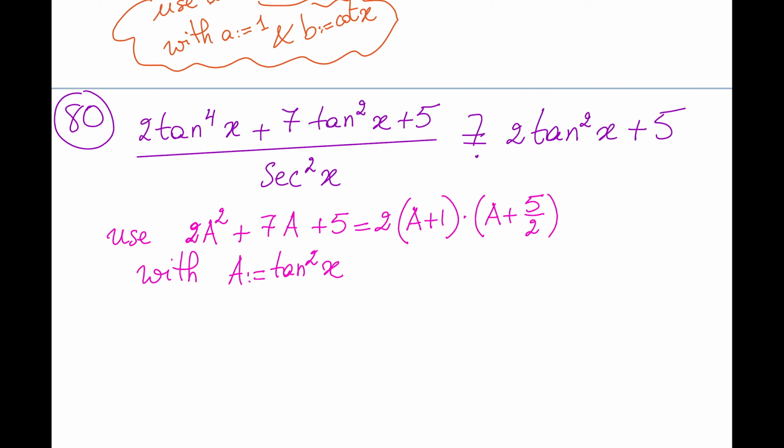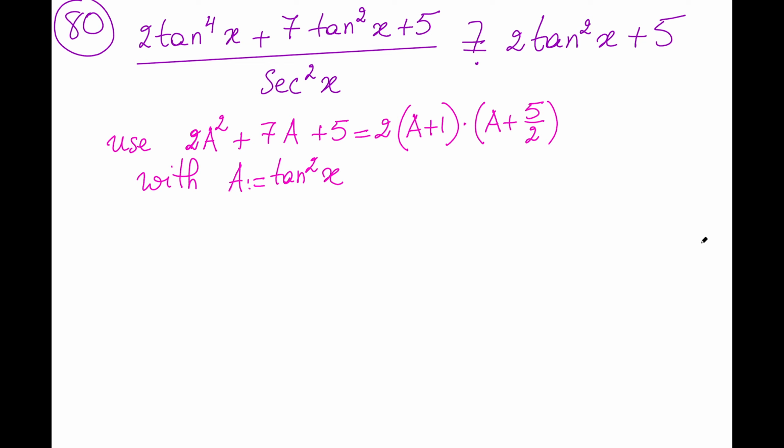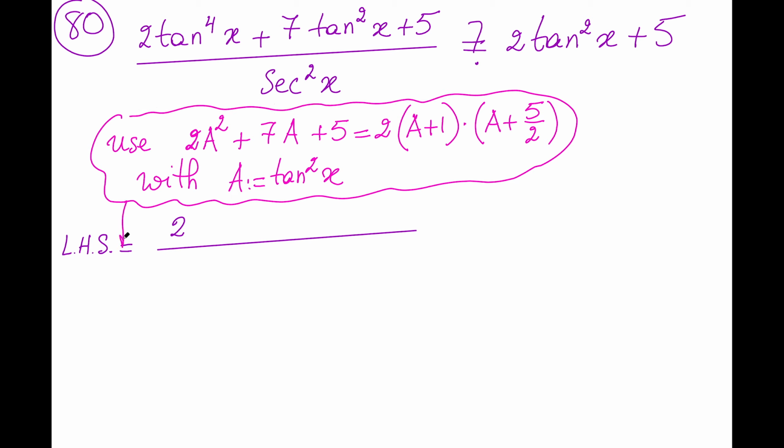Okay, so that's exactly what I'm going to do as a first step. So left-hand side is equal to this other way to write the numerator. So I'm rewriting it. This is my package to transition from stage 1 to the next one. So 2 times a, which is tangent squared, plus 1, right, times a, which is tangent squared, plus 5 over 2. Agree with me? Okay. Divided by secant squared of x. Oops, I forgot to write the x altogether here.